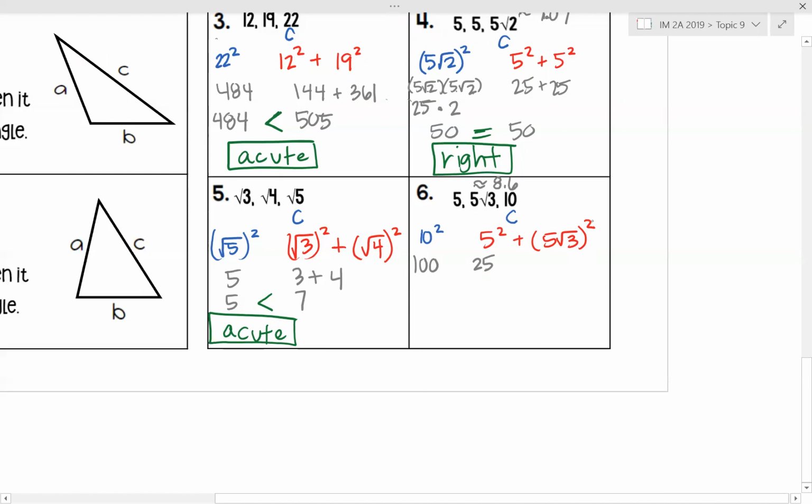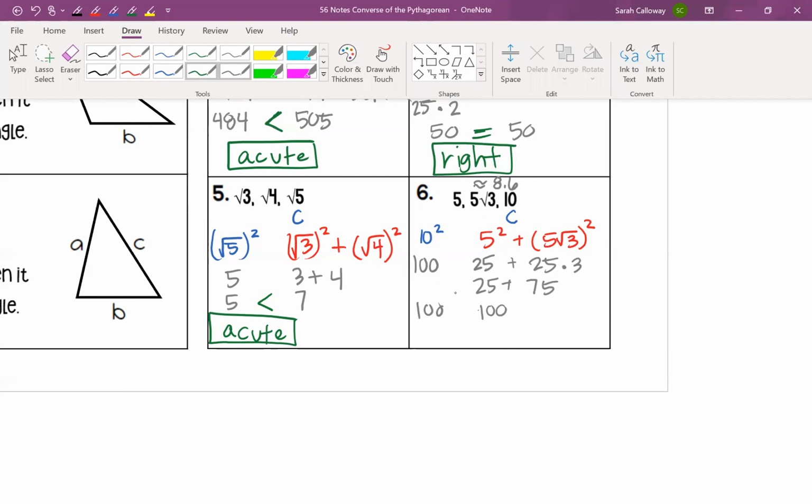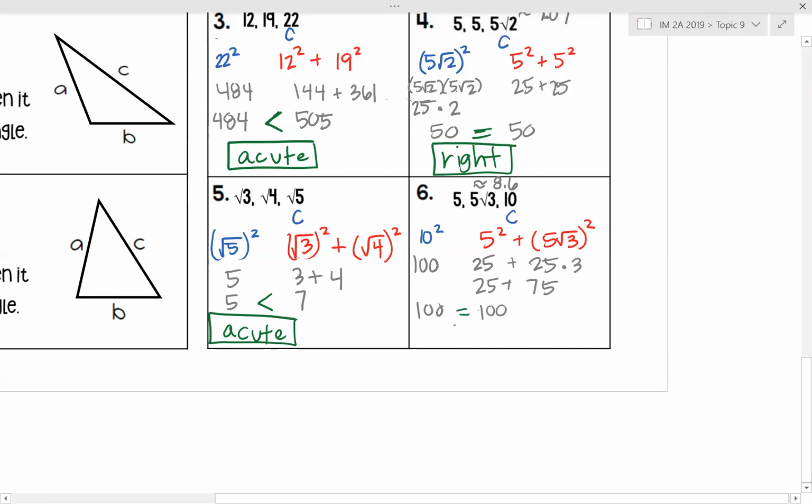Remember what we did with the 5 radical 3? Essentially, we're squaring 5, and so that gives us 25. And then we're squaring the square root of 3, which is just 3. So 5 radical 3 squared becomes 25 times 3, which is 75. 25 plus 75 also gives us 100. So the C squared is 100, A squared plus B squared is 100. And since those two things are equal, that means that we have a right triangle that we're working with.